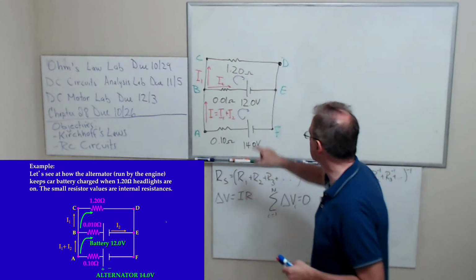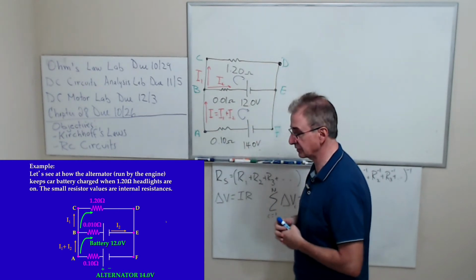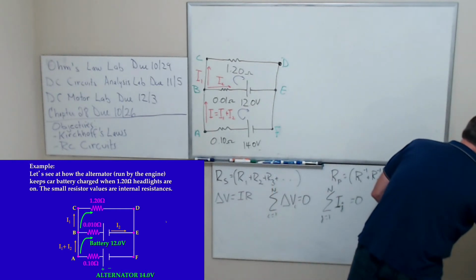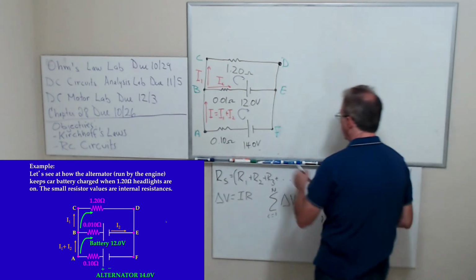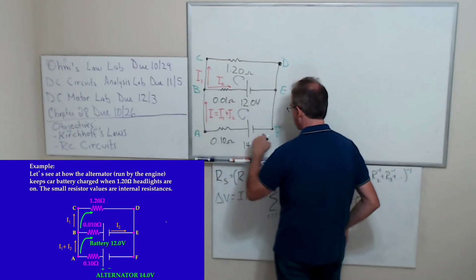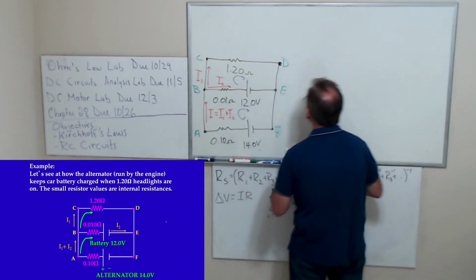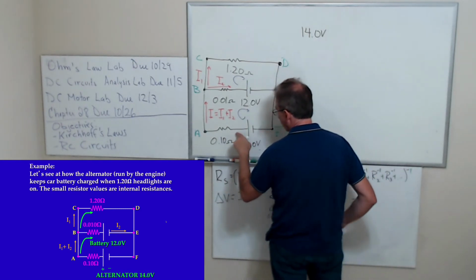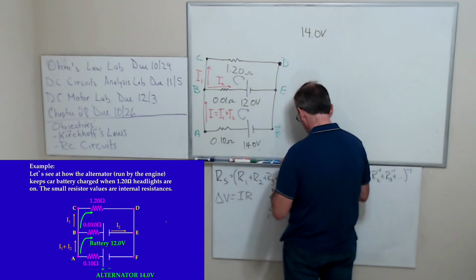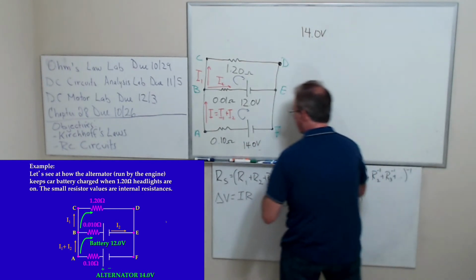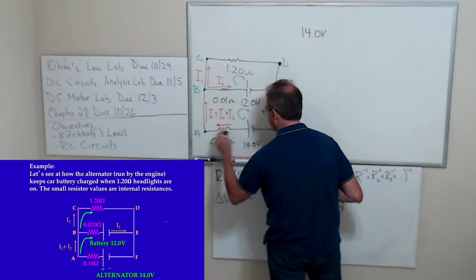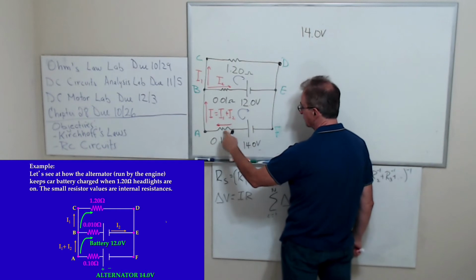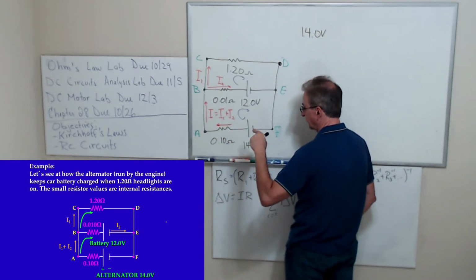So let's start with the bottom loop, and let's sum voltage drops. I'm going to start here and go clockwise. So I go from a lower to higher voltage, that's a voltage gain. Then my current, let me draw my current here. The current through this resistor goes that way, and I'm summing in that direction. So this is going to be a voltage drop because I'm summing in the same direction as the current.